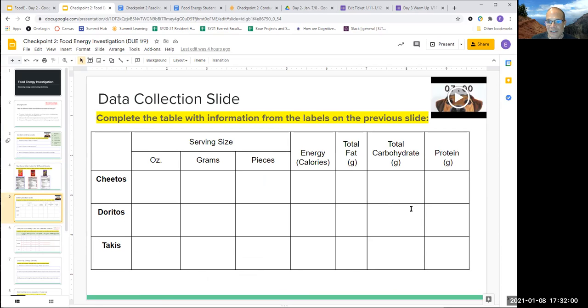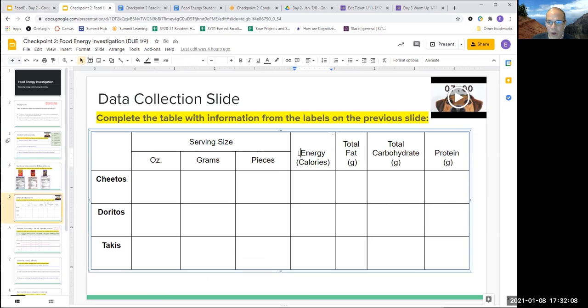Number 1, this is a way of organizing the information in a way that allows you to really compare these qualities of these snack foods, the Cheetos, the Doritos, and the Takis. It gives a very easy way to compare how much energy is in these, how much fat, how much carbohydrate, how much protein, because they're not all the same. Some of the snacks have more of some of these, some have less. This is going to be useful for answering the questions later on in the checkpoint.